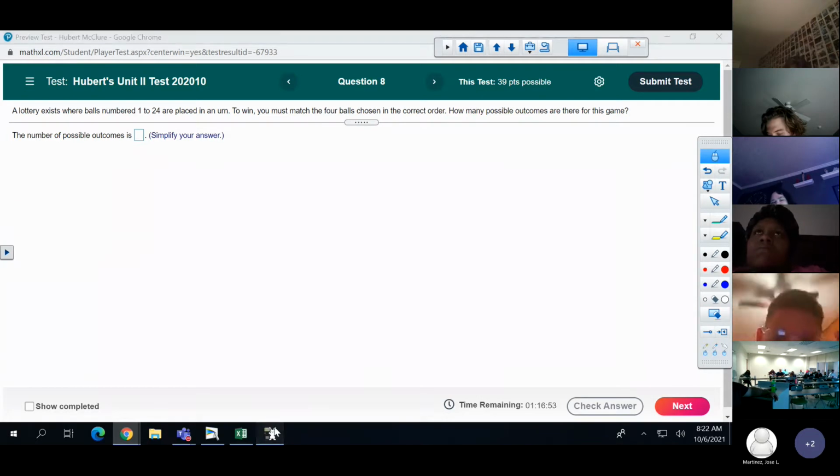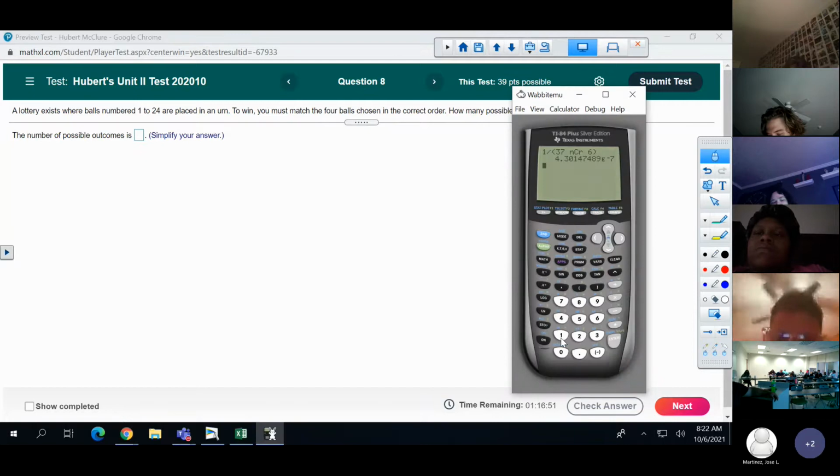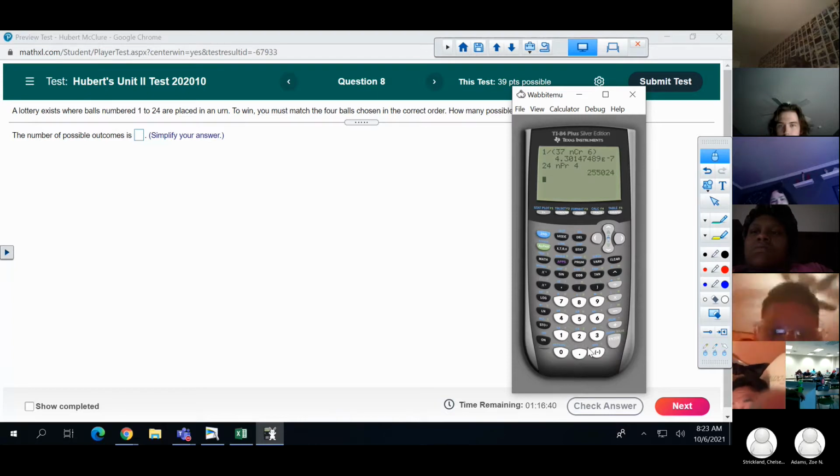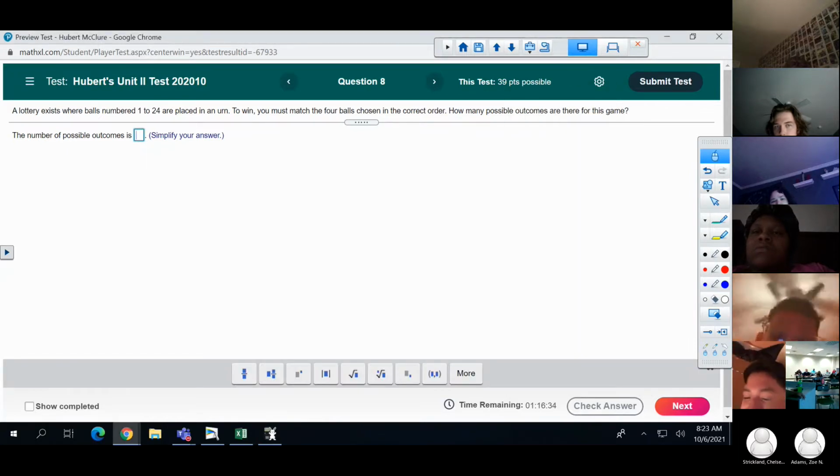So we go to our handy dandy calculator. 24, math, probability, permutation 4. And that is the different combinations. 255,024.